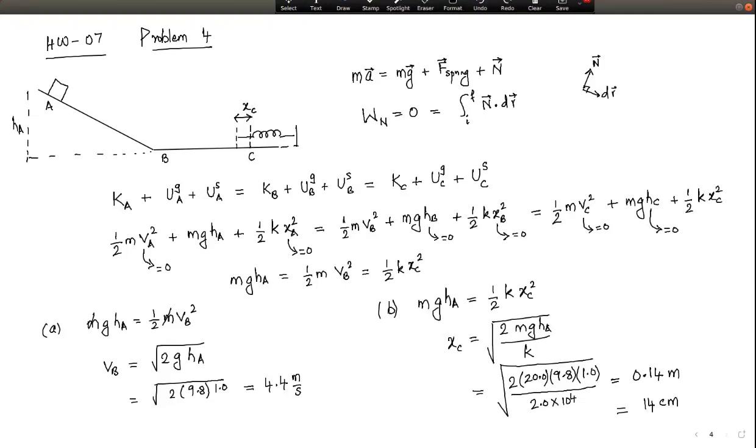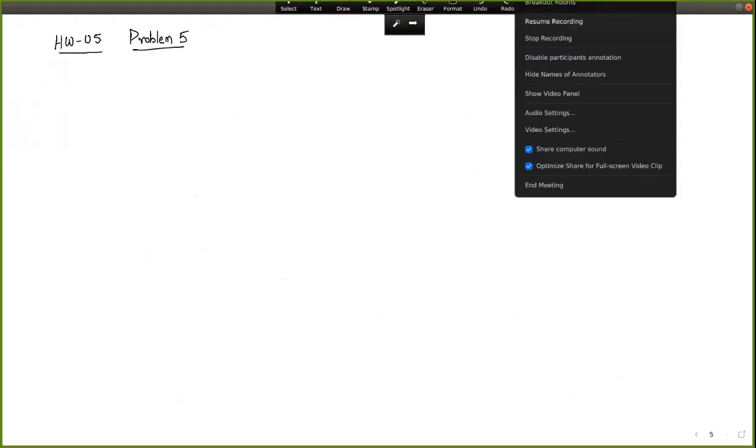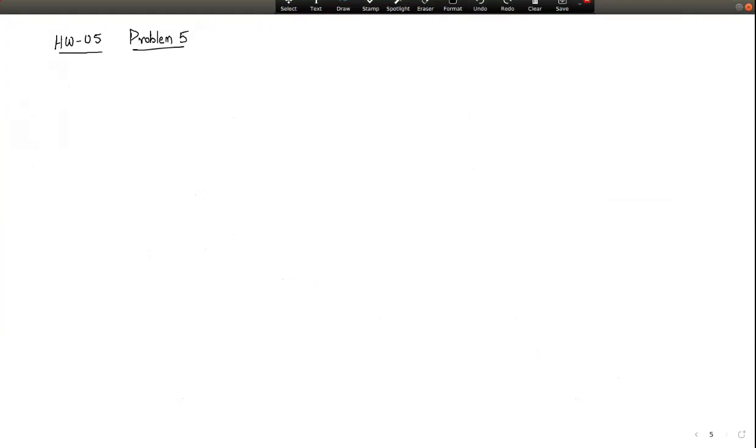I'll pause for a moment and come back. This is problem 5 in homework 5. It is very similar as far as construction goes. The mass comes down an incline and compresses a spring, but we have to be a little careful here as to what we can neglect and not. Sometimes significant digits do play an important role.